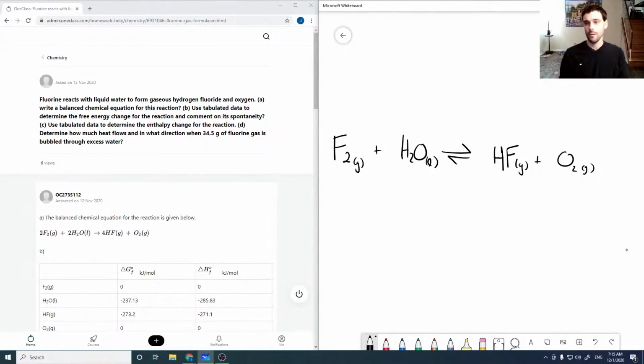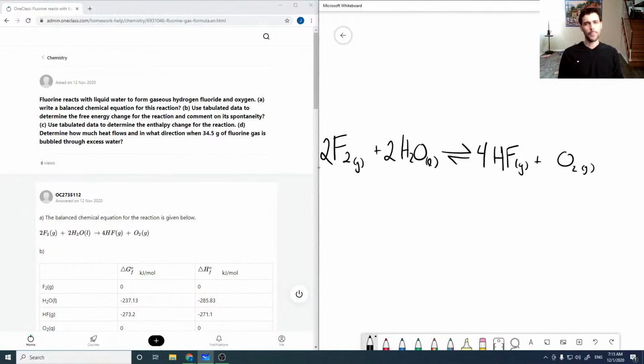Okay. So to balance this now, we've got one hydrogen on this side and two on this side, so I'm going to plunk a 2 there. But we need 2 oxygens actually, so erase that 2. We need 2 oxygens, so we need a 2 there. That makes 4 hydrogens, so we need a 4 here. And then now we have 4 fluorines, so that gets a 2 there. And then now everything looks balanced.